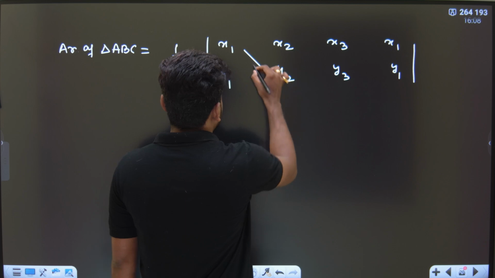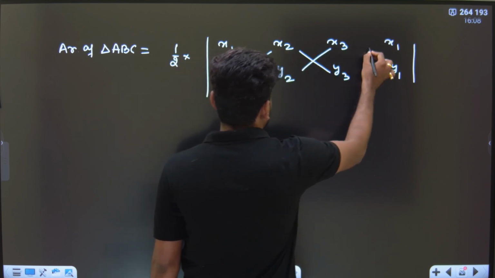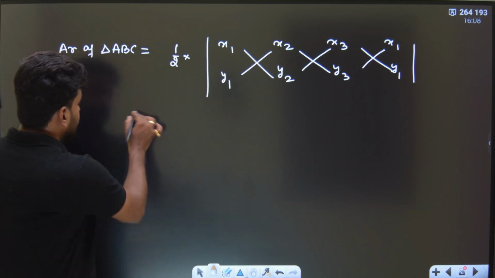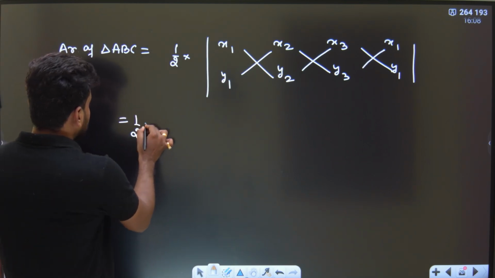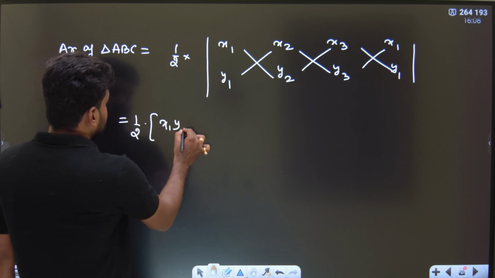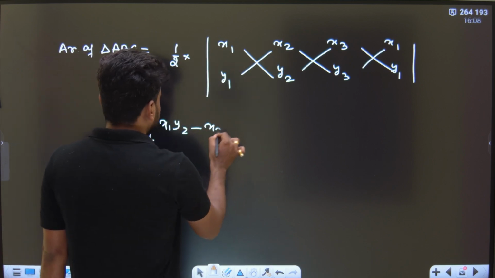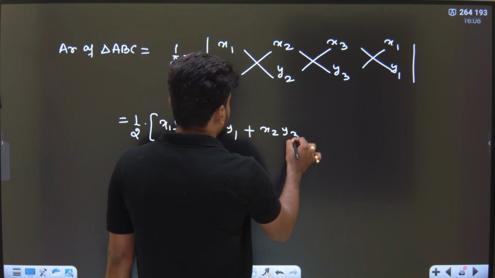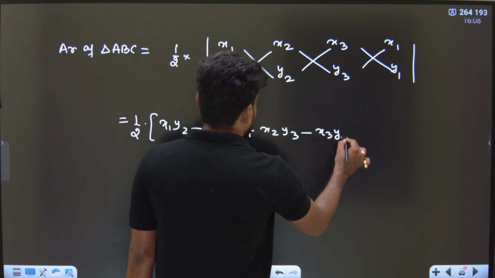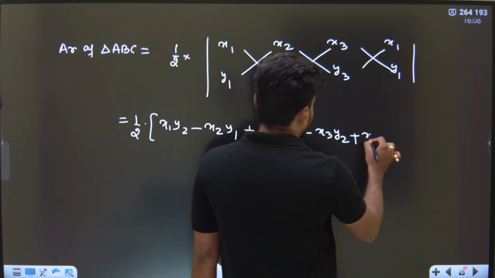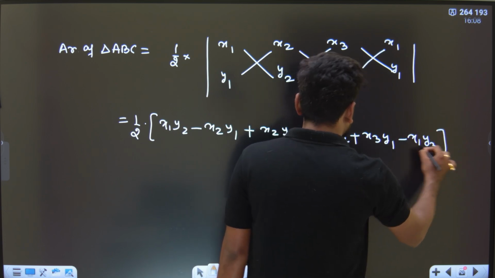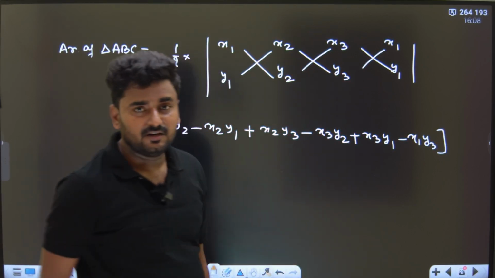And now what I will do here, I will do the cross multiply, and then we can also get the same answer. The area of triangle is 1 by 2 into x1 y2 minus x2 y1 plus x2 y3 minus x3 y2 plus x3 y1 minus x1 y3. So this is the method for finding the area of triangle.